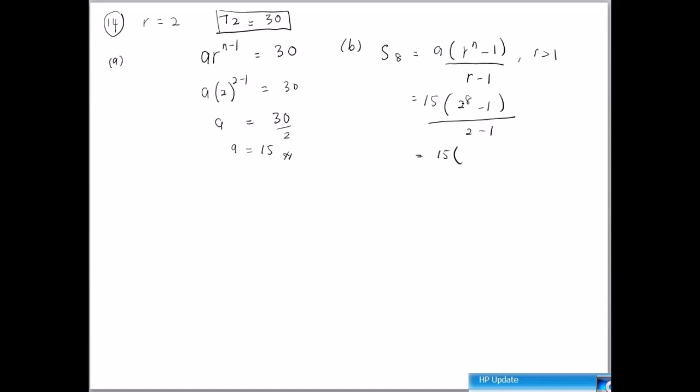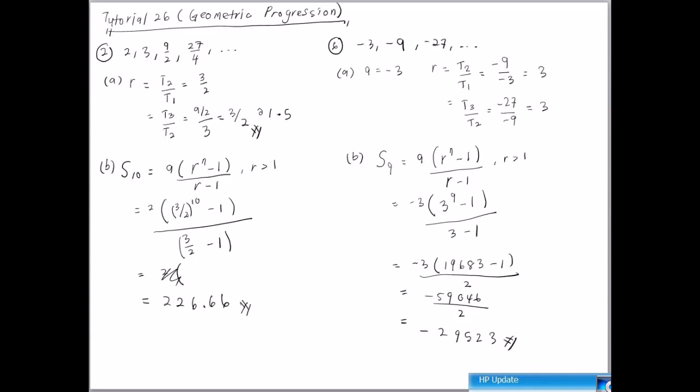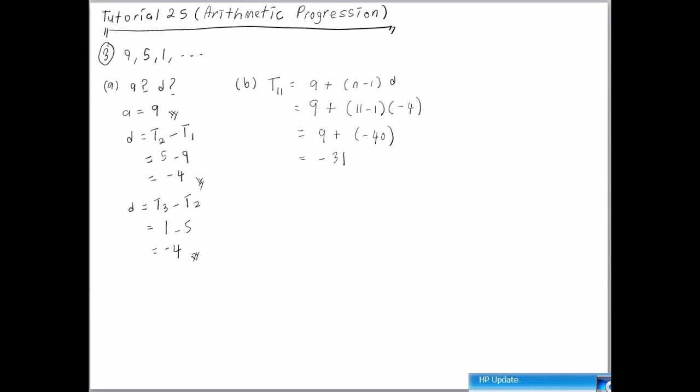Okay, calculate 2 power 8. 2 power 8 is 256. 256 minus 1, 255. Okay, 2 minus 1 is 1. So we don't have to write that down. 255 multiplied by 15. Final answer 3825. So that is all the questions that we will discuss for topic geometric progression and also arithmetic progression.